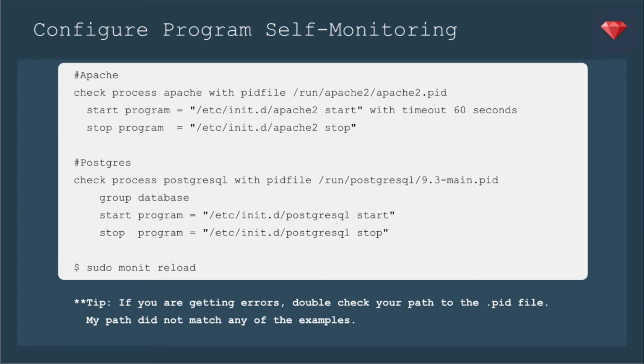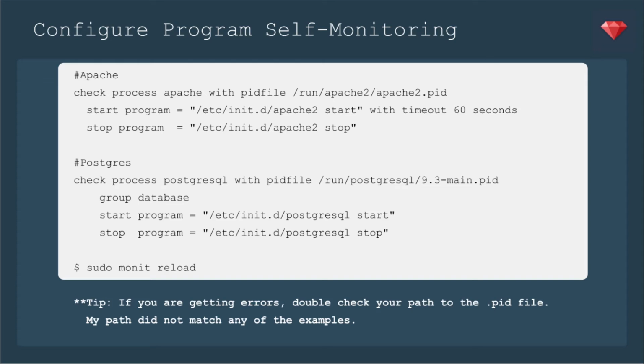Now let's configure for a couple other programs. We're going to configure for Apache and Postgres. There are going to be links at the end of the episode if you want other things to be monitored. There's lots of examples out there. I'm just going with Apache and Postgres for now. So this is an example. It's going to listen to that PID, make sure that it's still going, and then it knows how to start it and how to stop it.